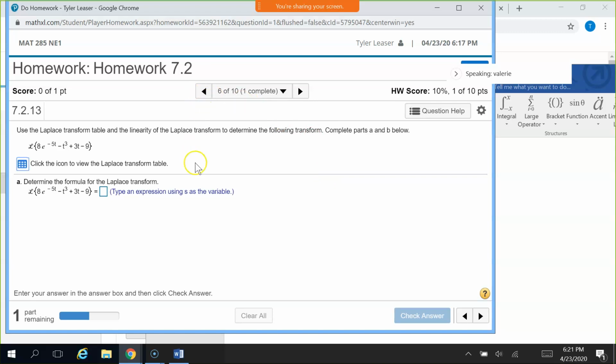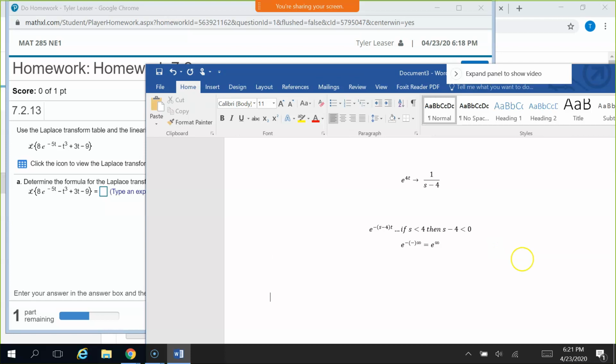Could we do this one? Yeah, so this is more like the questions that you're going to see moving forward, especially when it comes to test type questions. So here we have a bunch of different functions that we're trying to take the Laplace transform of, and it's just like a linearity thing. You can break it up into all of the different ones individually.